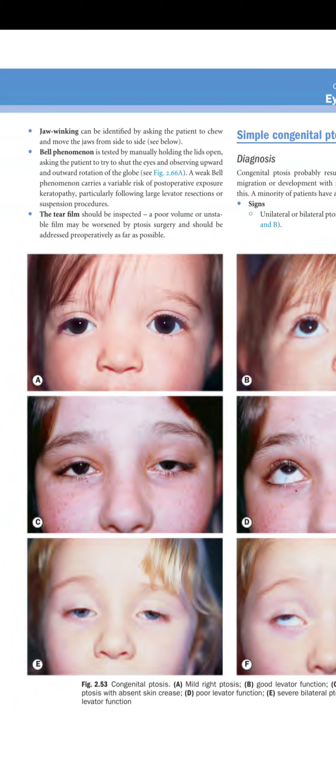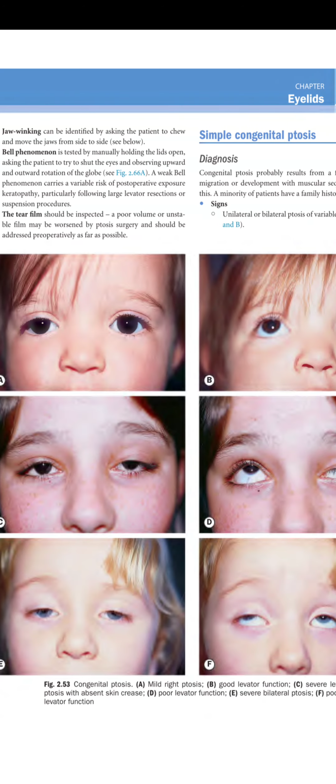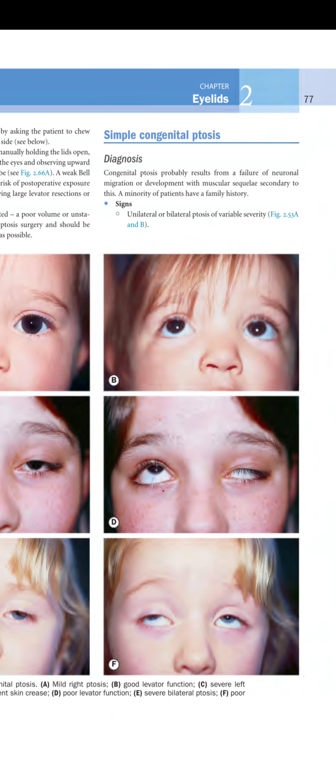The tear film should be inspected. A poor volume or unstable tear film may be worsened by ptosis surgery and should be addressed preoperatively as far as possible. So next is simple congenital ptosis. It is very important. Many children present to us with simple congenital ptosis.